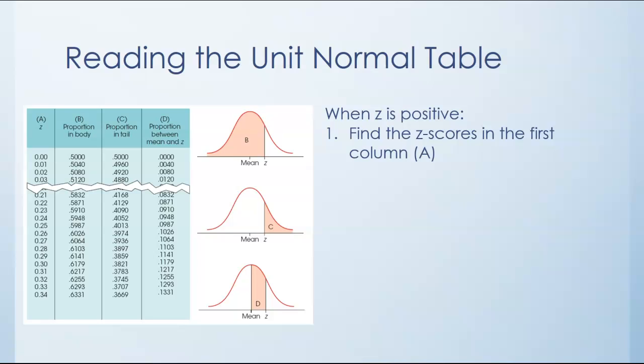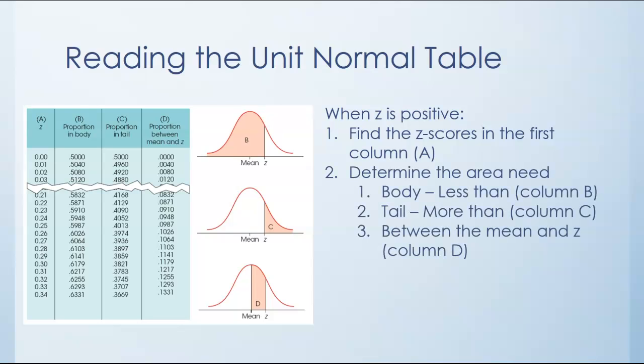So again, we're in that first column, where we find our z-score. Then we're going to have to determine what area we need. So here's the rule. If we want z-scores less than, we're going to use column B, the proportion in the body. If we want to know the percentage or probability of it being more than our z-score, we're going to use the third column, the proportion in the tail, or column C. And if we want to know the area between the mean and the z-score, that would be column D.